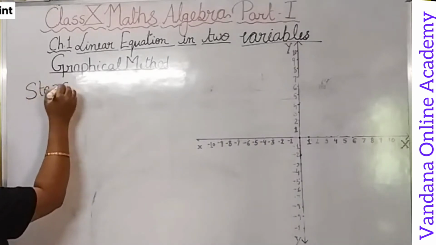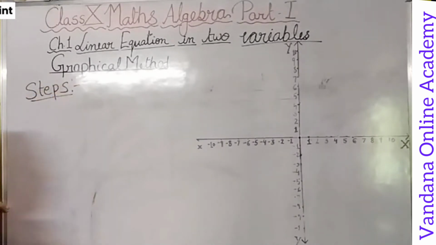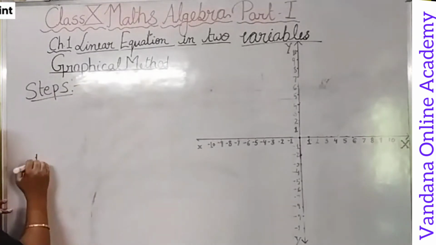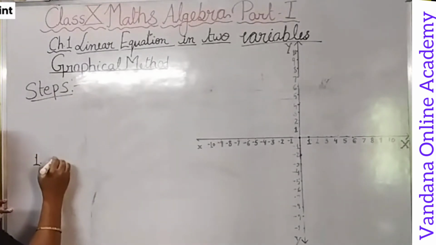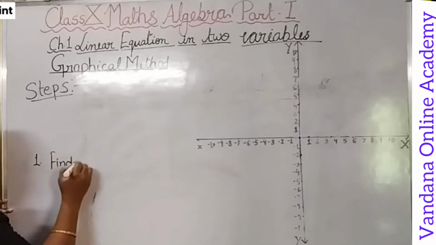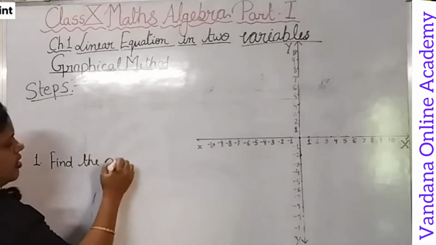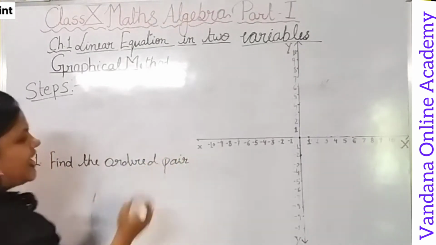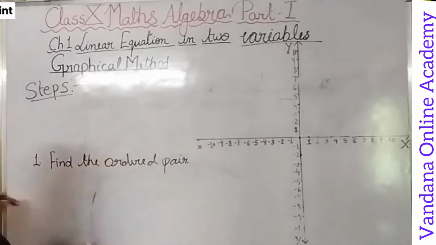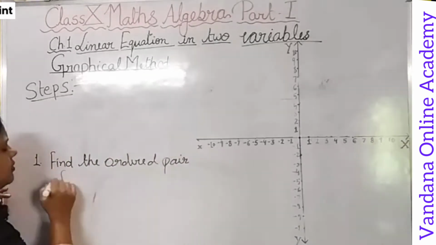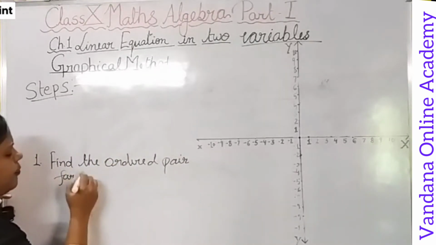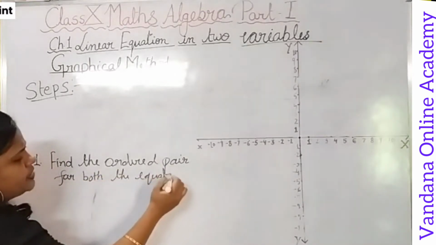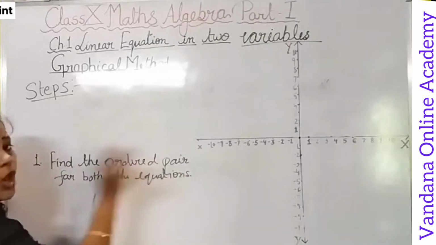Steps of drawing the graph of a linear equation. So first step we need to solve is find the ordered pair. Just now I explained what is ordered pair. Okay. So we will find the ordered pair for both the equations. Whatever equations are given, linear equations, we will find the ordered pair.